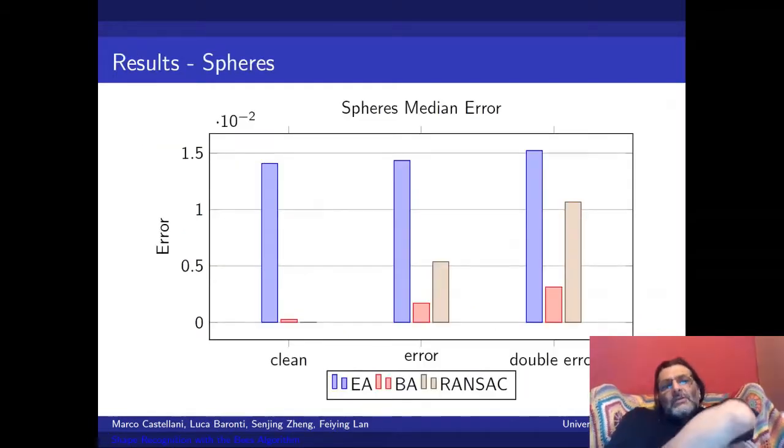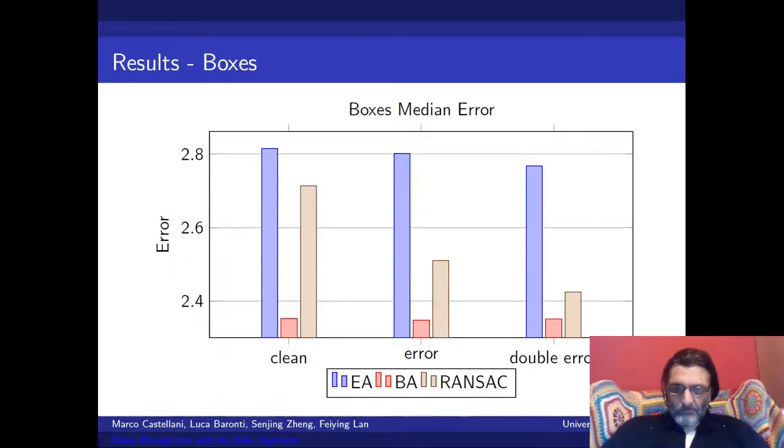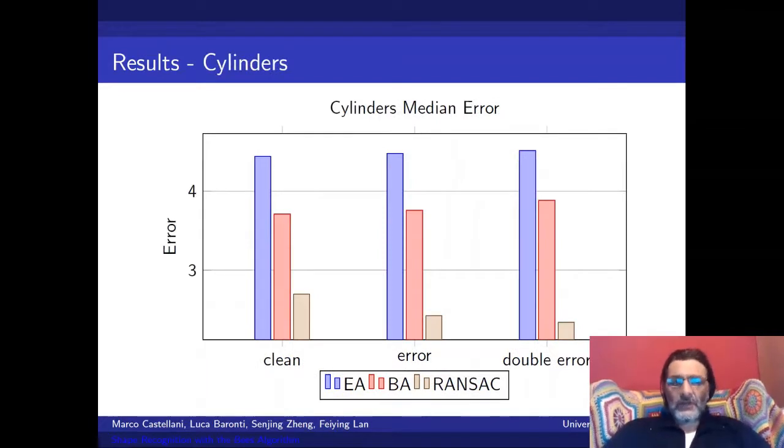Now you can see the results on the detection of spheres. You can see that the Bees algorithm performed best when there was a certain amount of noise. In the case of a clean scene, RANSAC performed slightly better. In the case of boxes, the Bees algorithm outperformed the other 2 algorithms in all cases. In the case of cylinders, instead, the best performing algorithm was RANSAC.